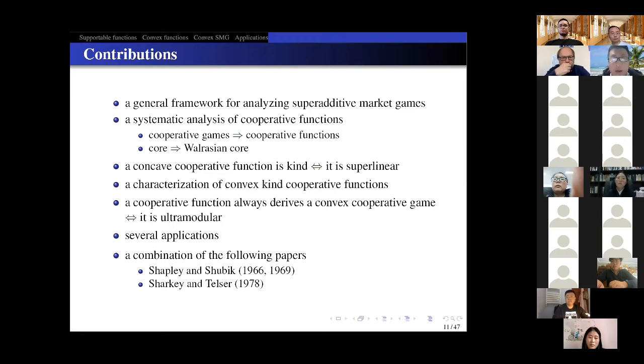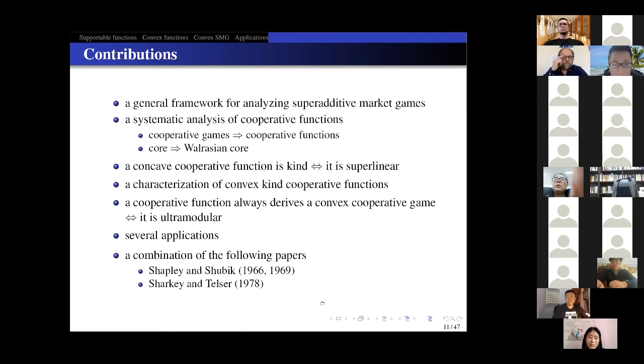This framework is a combination of several very old papers, including the famous paper by Shapley and Shubik on market games. Here I study superadditive market games. In that paper, they study market games where the utility functions of the players are concave. But in my framework, I assume that this function is superadditive.